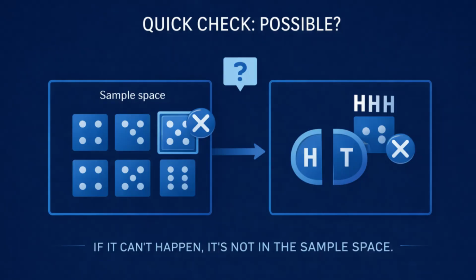A quick check is to ask, is this outcome even possible? For a die roll, 7 is not in the sample space. For a coin flip, 3 heads is not in the sample space because you only flipped once. A useful check is to ask whether something could actually happen. For example, 7 is not in the sample space for a die roll because it cannot occur.